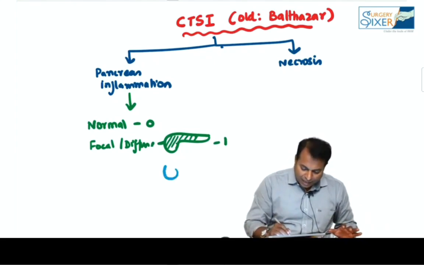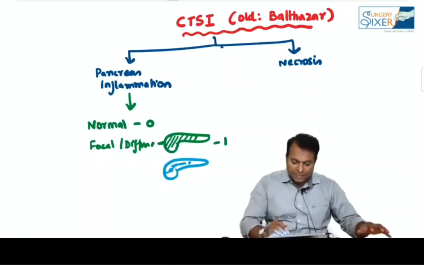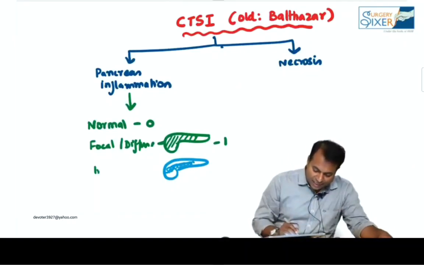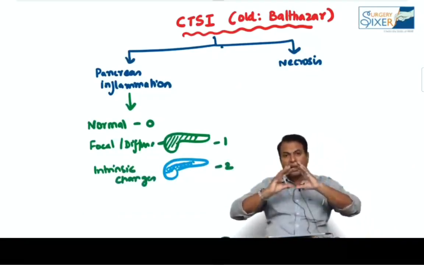If there is an intrinsic derangement inside the pancreas, there are inflammatory changes. Apart from focal or diffuse inflammation, there are intrinsic changes. If intrinsic changes are seen, it is given 2 points. So remember, if the pancreas is just enlarged, 1 point. If there are some intrinsic changes, 2 points.